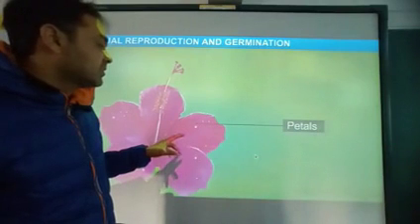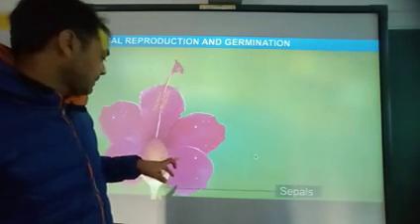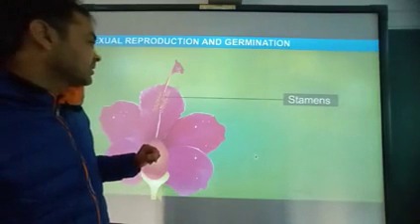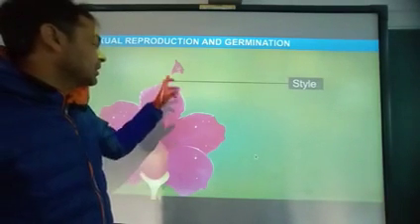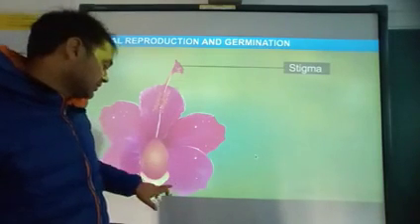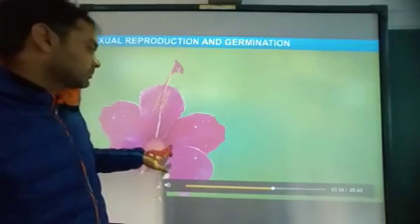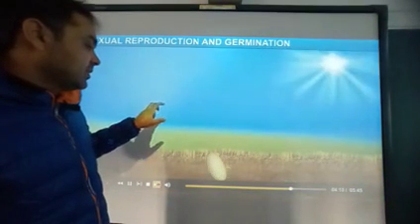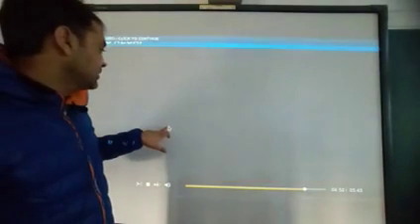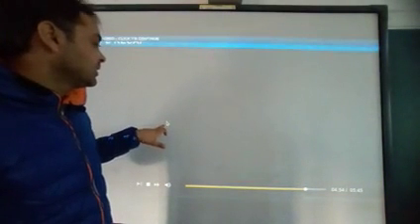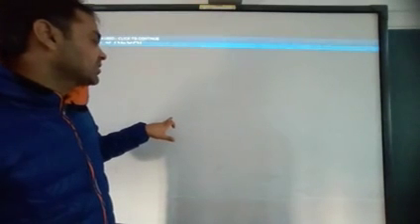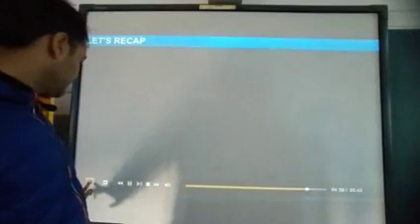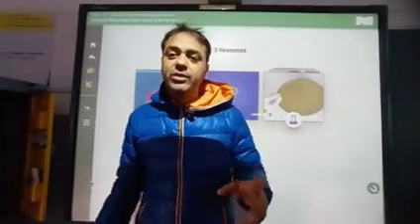See, these are the petals, sepals, stamen, and this is the style and carpel. So these are the 4 whorls. See, this is the germination that takes place in the seed. So if we see the structure of a seed, then what will we find? See, this is all about this fertilization.